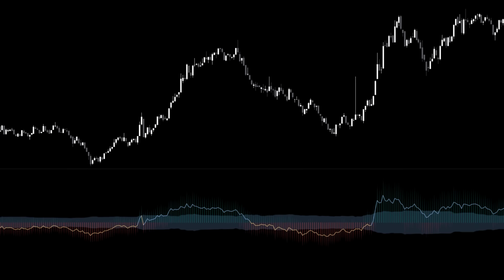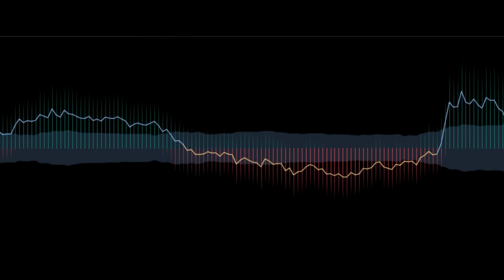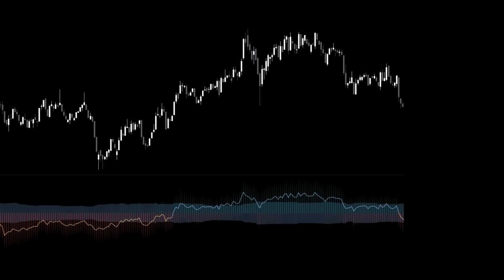Then, it measures the distance between price and each of those lines, blends all that data together, and outputs it as a zero-centered oscillator. The result? A tool that's no longer just a stop and reverse line. It becomes a momentum gauge that not only shows direction, but also the strength behind each move.